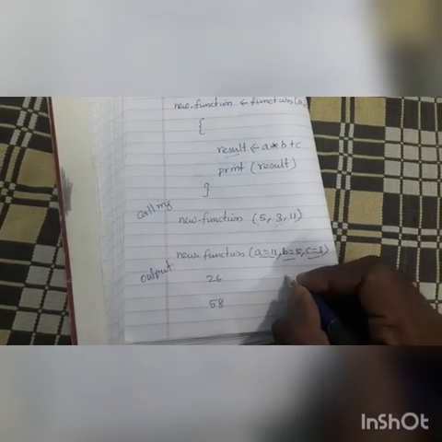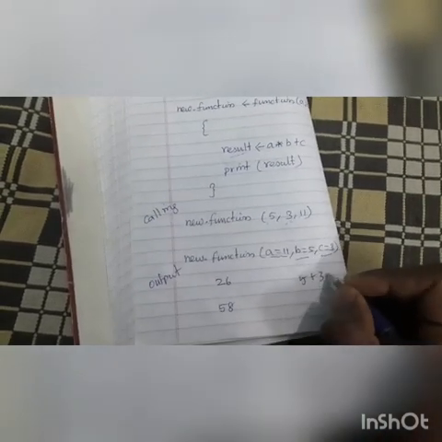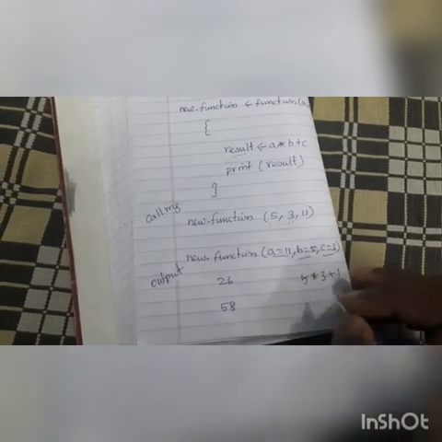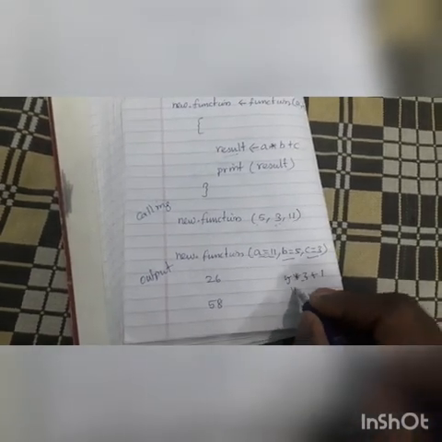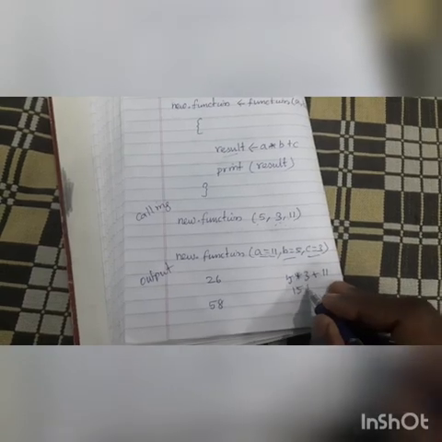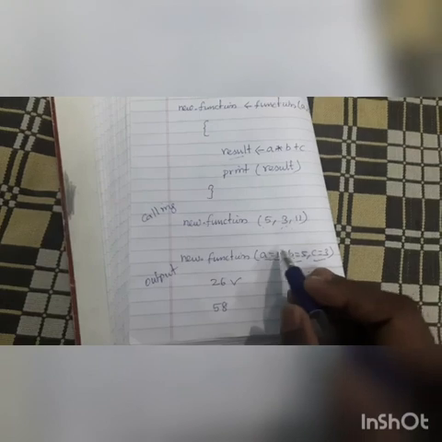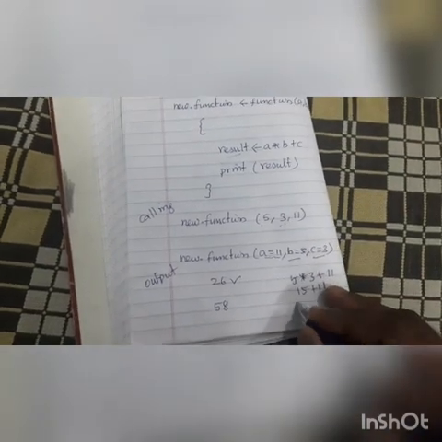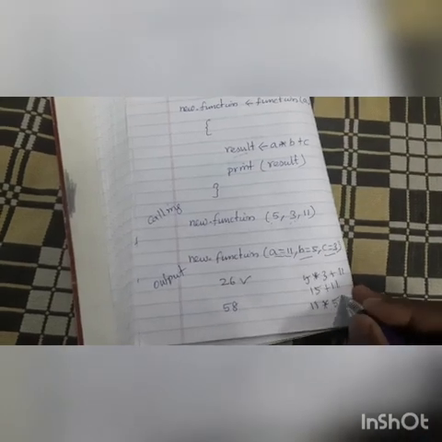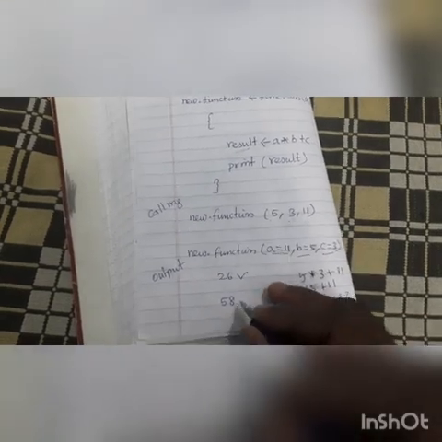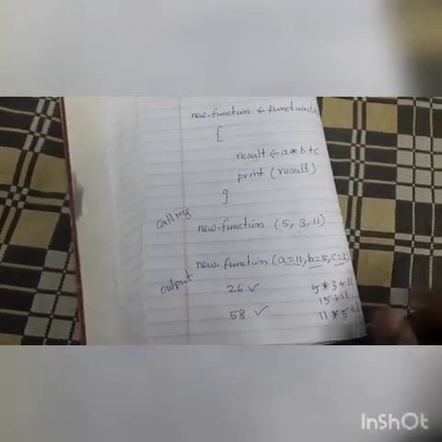5 into 3 plus 11. So that is the equation here. 5 into 3, sorry. 5 into 3 is 15, plus 11 is 26. Okay, so next we are passing 11 into 5 plus 3. So here 55 plus 3 is 58. That will be printed here.